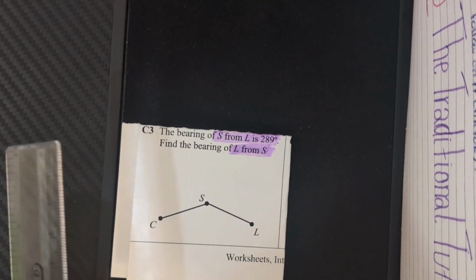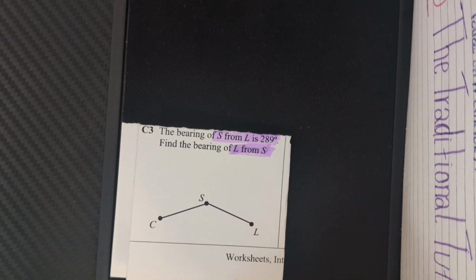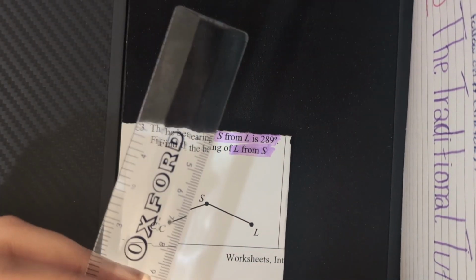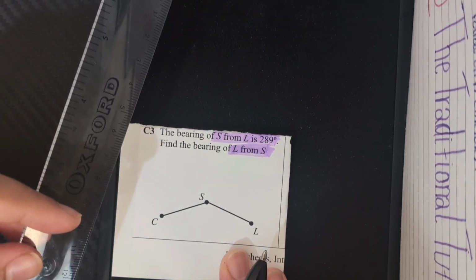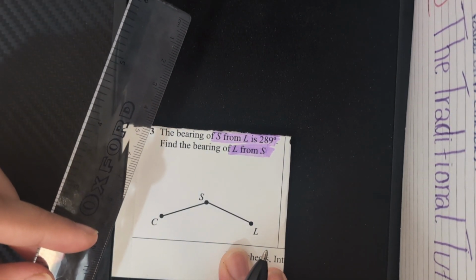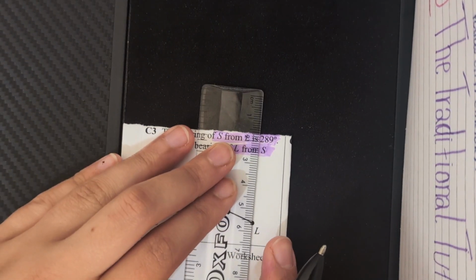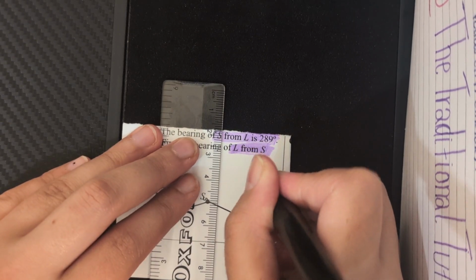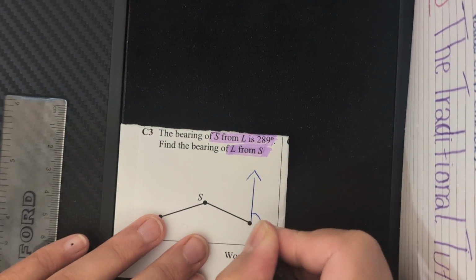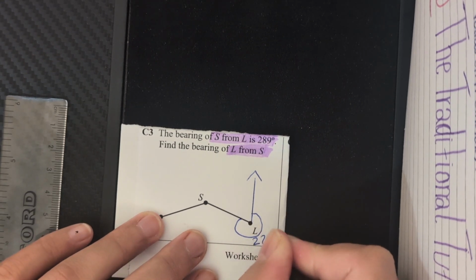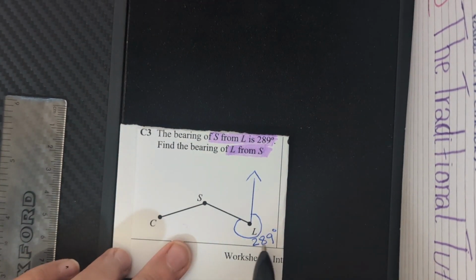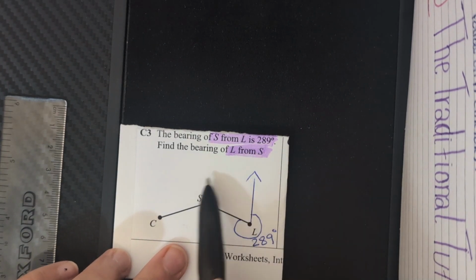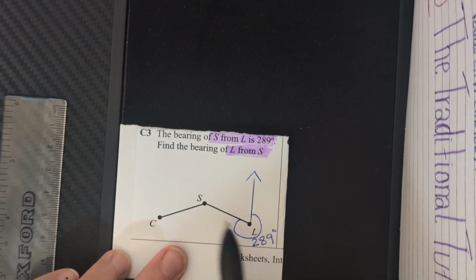Okay, but what we can do is draw our north lines ourselves, because remember, bearings are always measured from the north line and clockwise. So that's why I've got my ruler, and I'm going to go ahead and draw the north line. The bearing of S from L is 289 degrees, therefore I'm going to draw the north line here as follows, and I'm going to measure this angle clockwise and label it 289 degrees, since this is the bearing that they've told us.